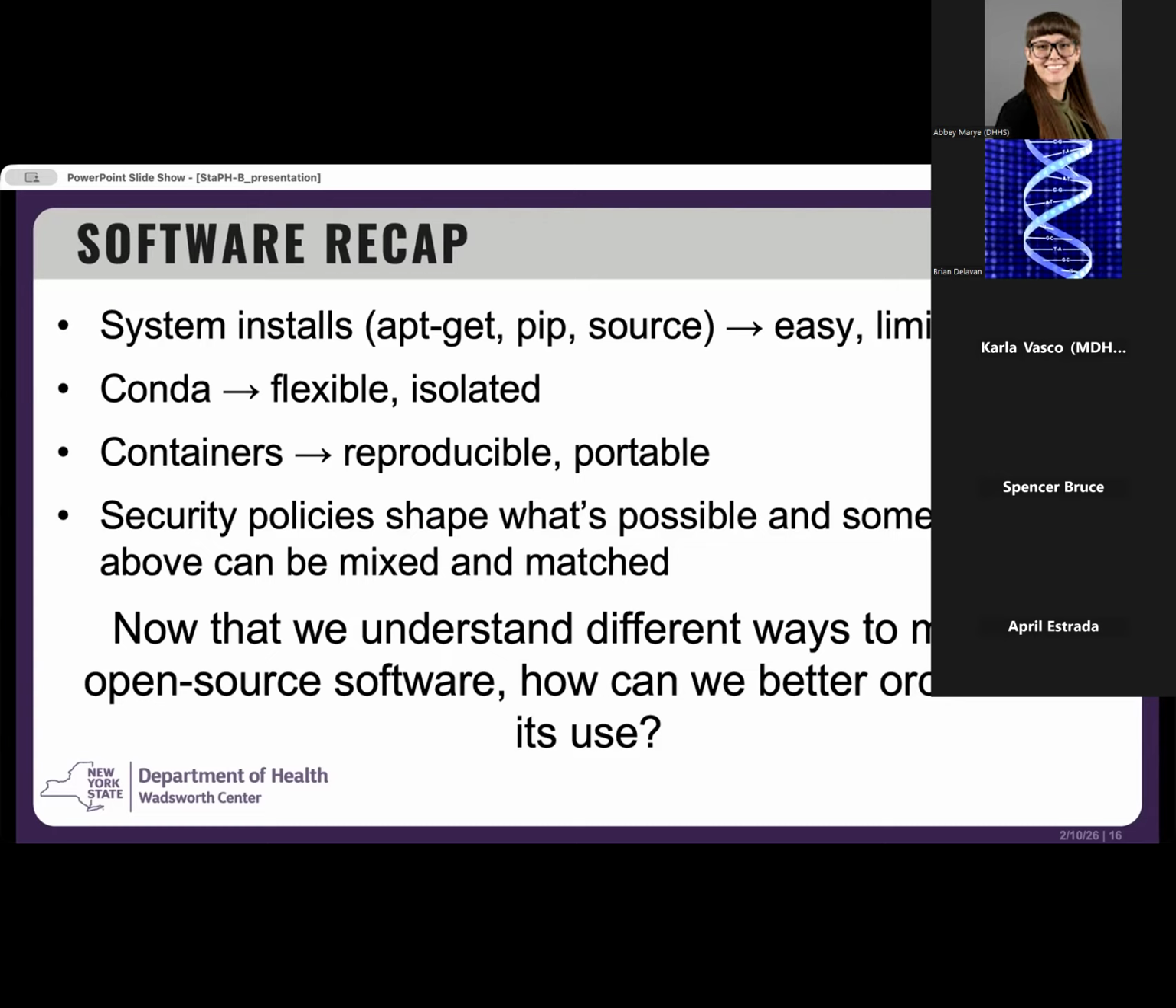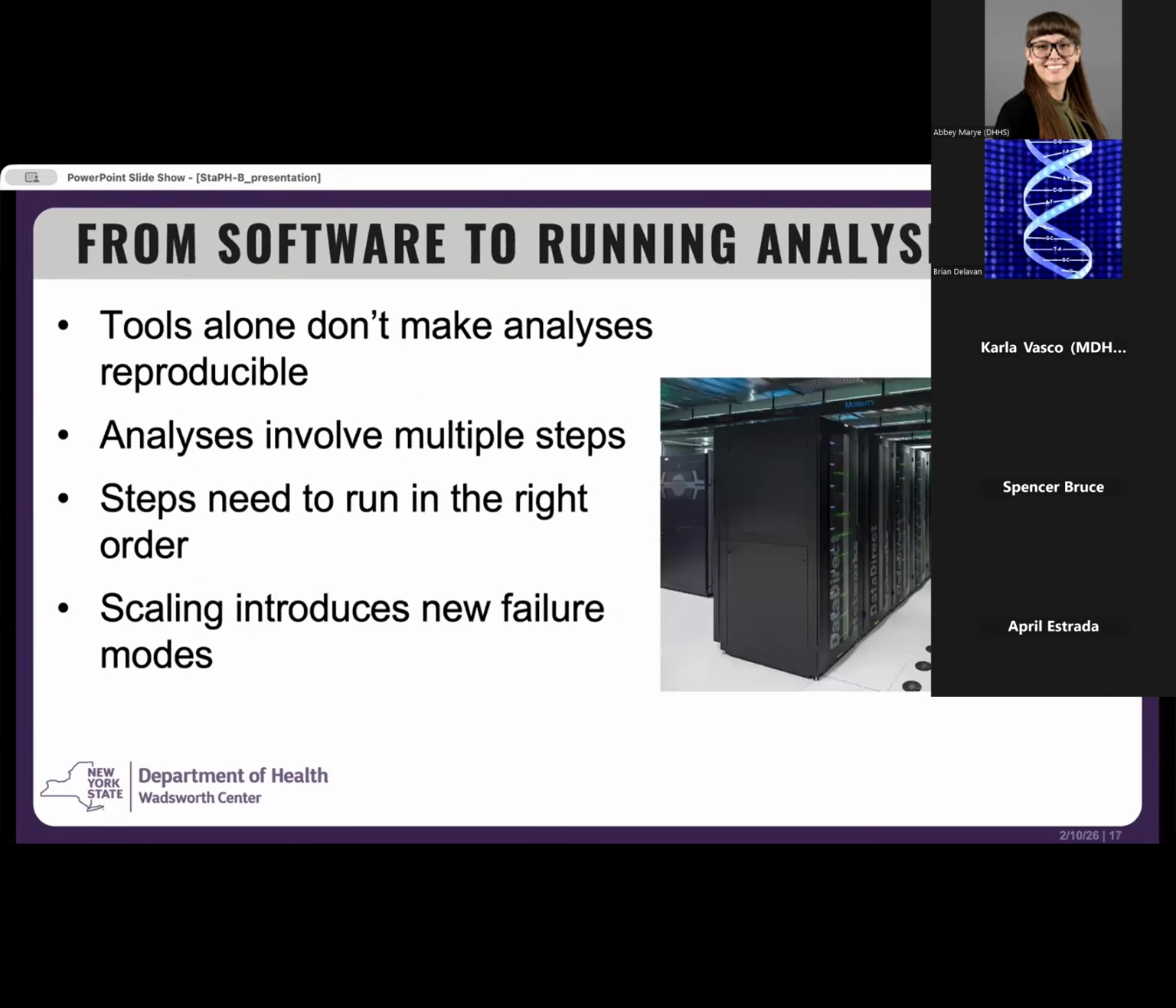But before we move on to the next slides, maybe we can just pause here for a second, see if anyone has any questions about software management, containers, or security constraints. And if not, I guess we can move forward. But feel free to put something in the chat if you have a question or comment. All right, so it doesn't sound like anybody has a question or a comment. So I'll just keep going then, right?